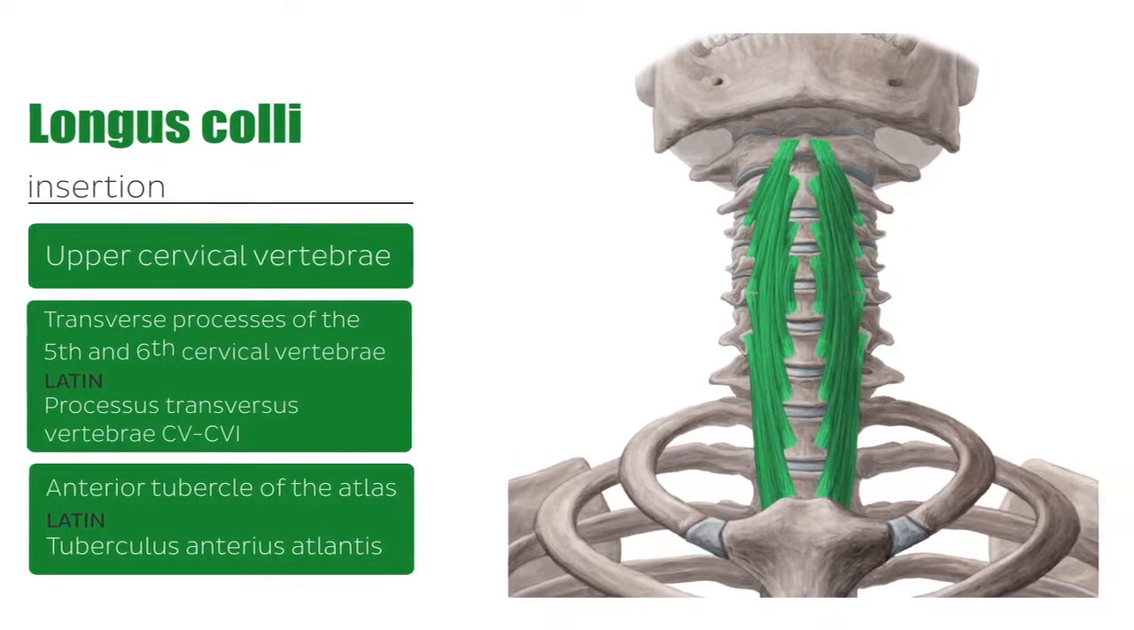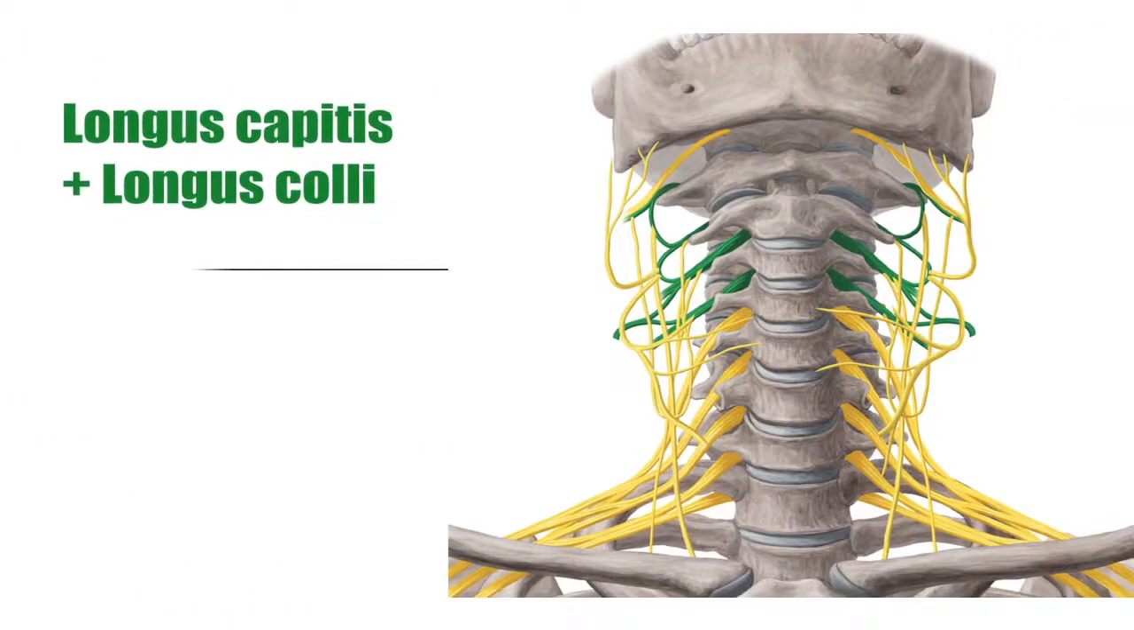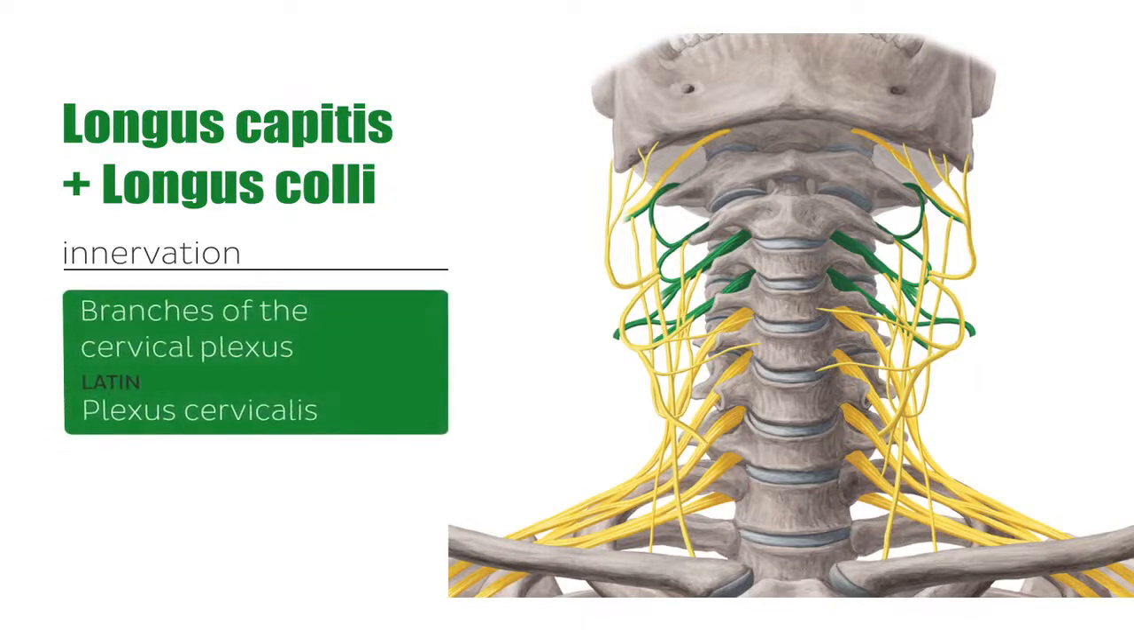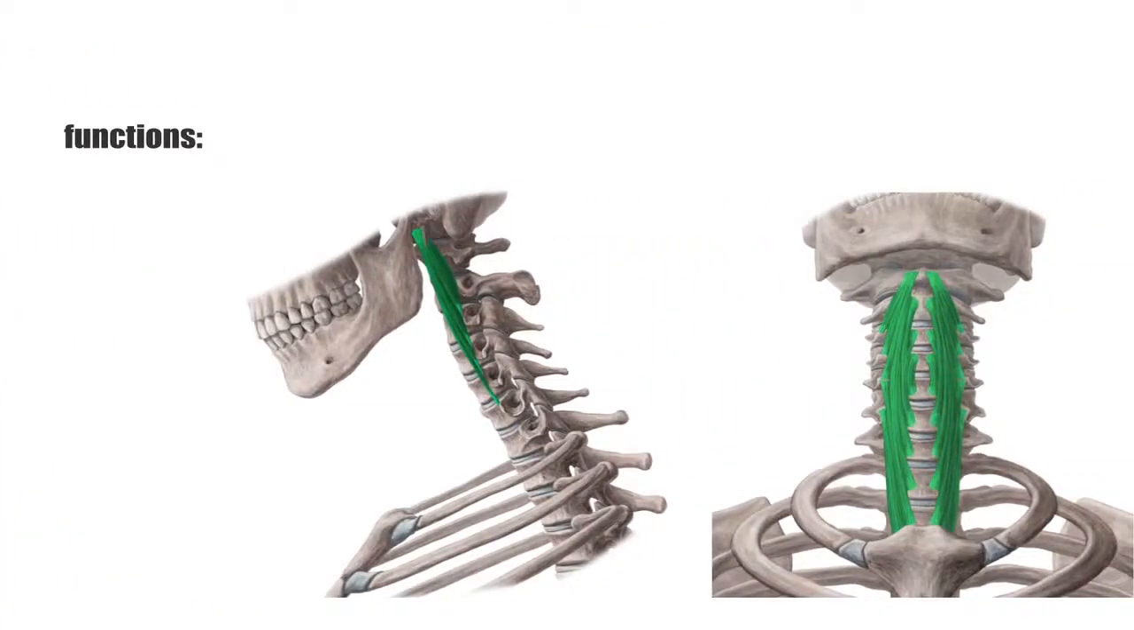Now let's take a look at the innervation that is seen here highlighted in green for the longus capitis and the longus colli. What you need to know is that these muscles are innervated by branches of the cervical plexus. We'd like to have a quick word on the different functions associated to these muscles.